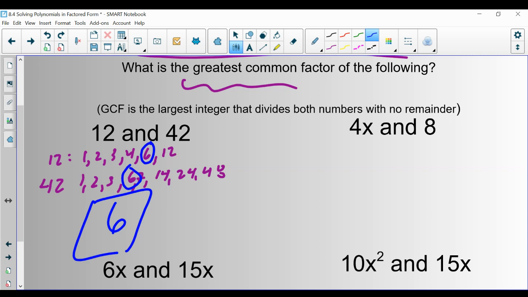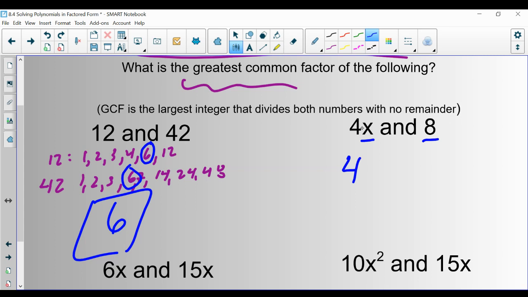This is going to be important for you to be able to identify greatest common factors, but more than likely you're not going to want to list them out like this. So let's think about how to find a greatest common factor without making the whole list of all the factors. The first one here is going to be 4x and then 8. The factors of 4 are 1, 2, and 4, and the factors of 8 are 1, 2, 4, and 8. So actually 4 is the greatest common factor between 4x and 8.